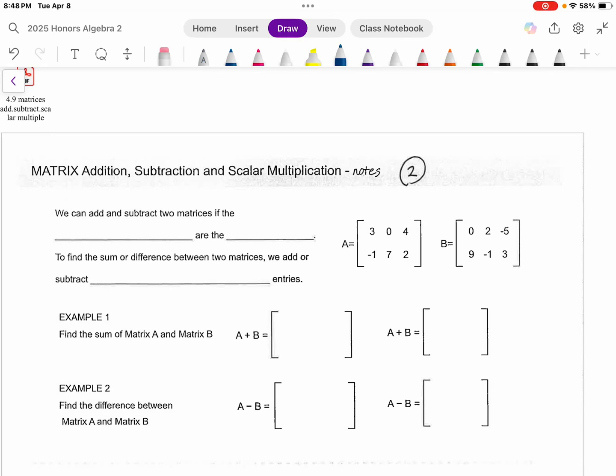All right, so in this video we're going to work on matrix addition, subtraction, and scalar multiplication. We'll do another video on just multiplying matrices together.